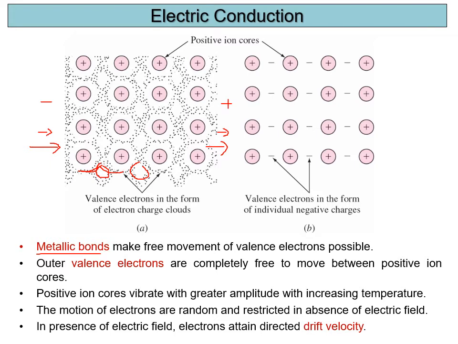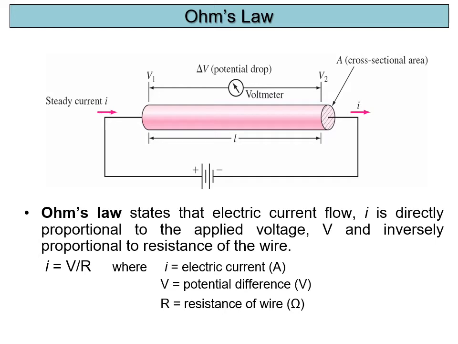When we talk about electrical conductivity, we must know the very important law, which is Ohm's law. Ohm's law states that electric current flow I is directly proportional to the applied voltage V and inversely proportional to the resistance of the wire. I equals V over R, or V equals I R, where I is the electric current, V is the potential difference, and R is the resistance of the wire.